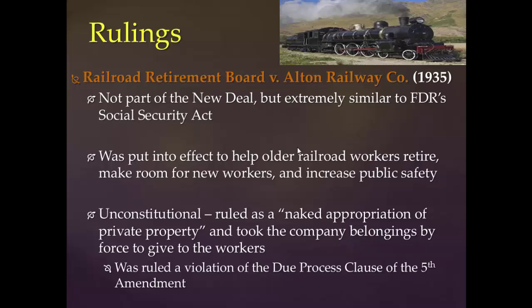It's the pension, the money that they're trying to give to the older workers. You cannot step in and take the money from the company, give it to the railroad workers, because it was a violation of the Due Process Clause of the Fifth Amendment. So you cannot do that. It's an overreach of FDR's presidential powers and the congressional powers that surround private industry. So another hard blow to Roosevelt and his administration, but we're not just done yet.